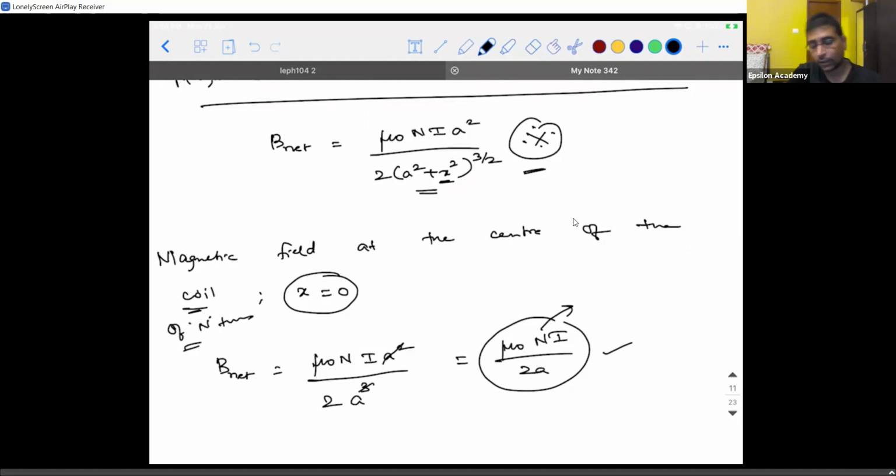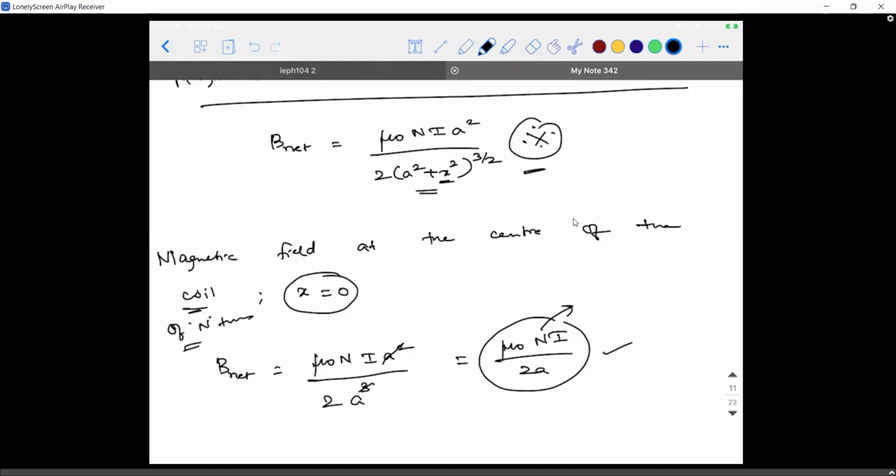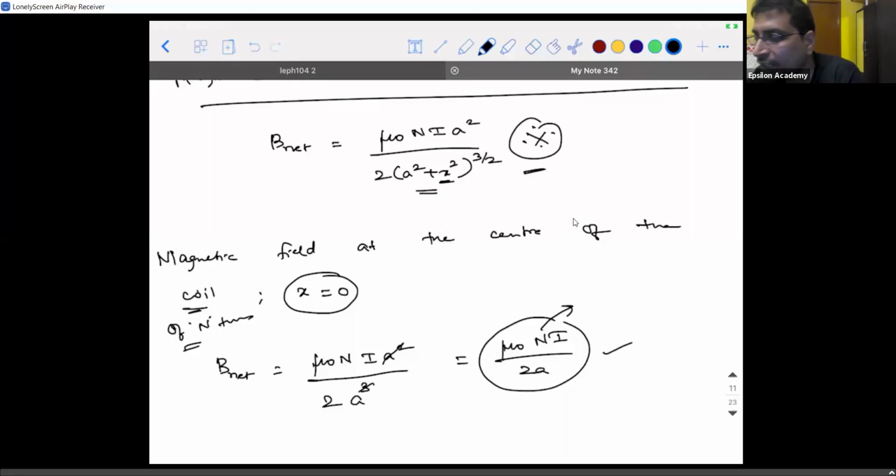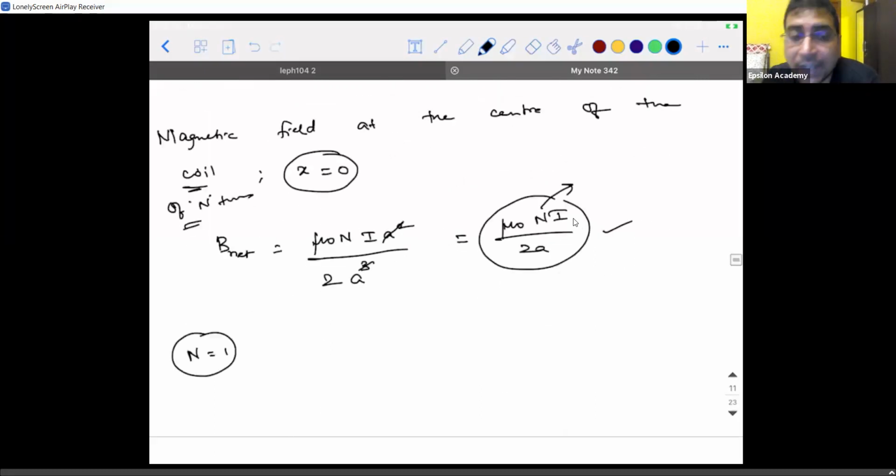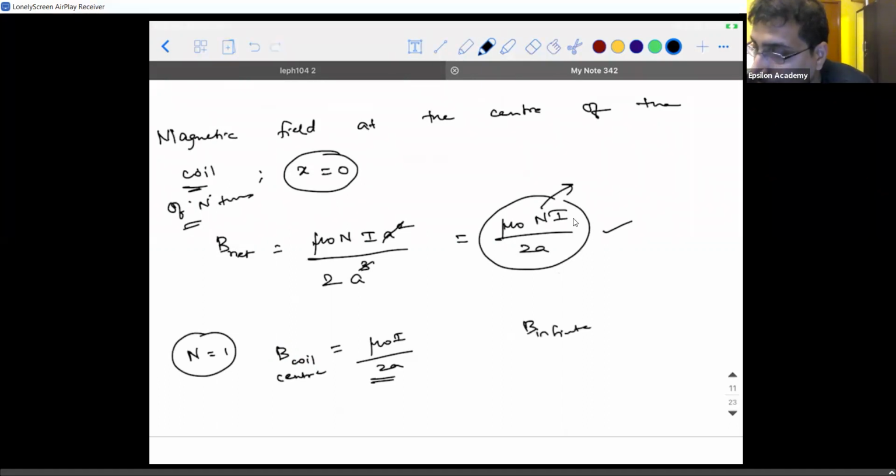So here I want to emphasize one important point. Guys, revisit the concept of magnetic field due to a straight current carrying conductor of infinite length and tell me what is the value. Mu naught I by 2 pi a. Here if I put N equal to 1, magnetic field due to a coil at the center will be equal to how much? Mu naught I by 2a. Infinite length is mu naught I by 2 pi a.